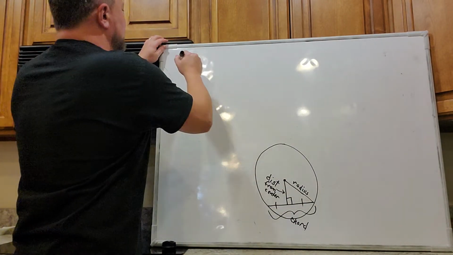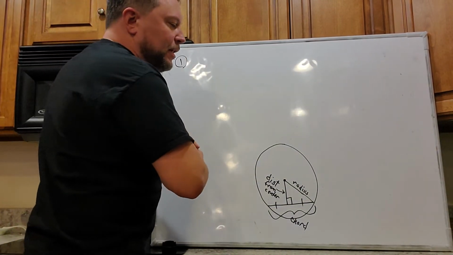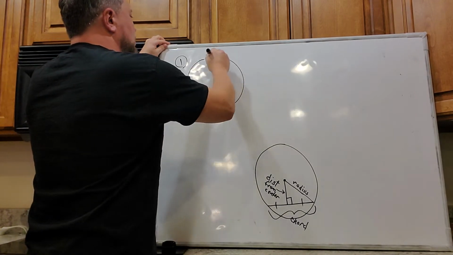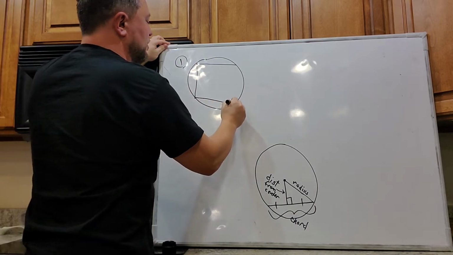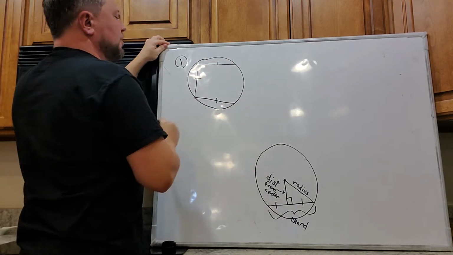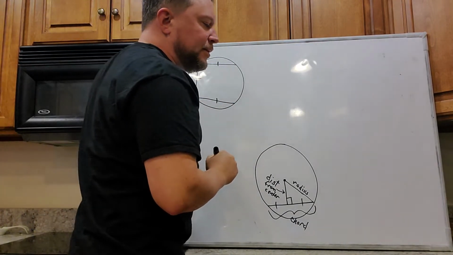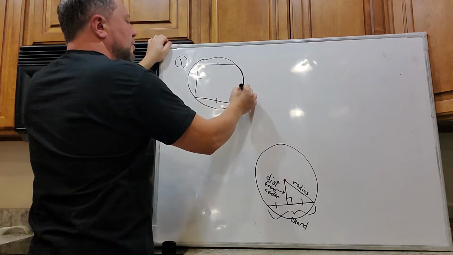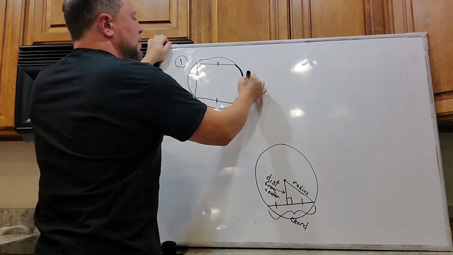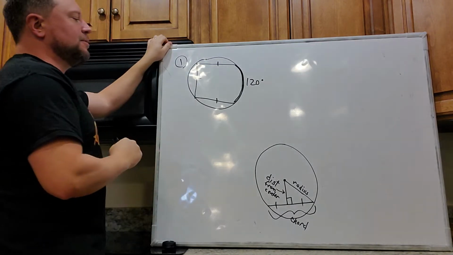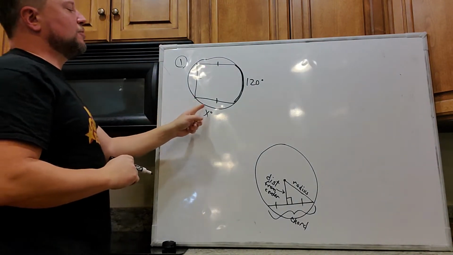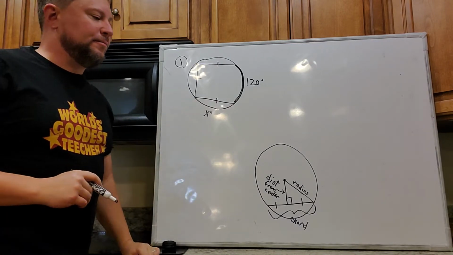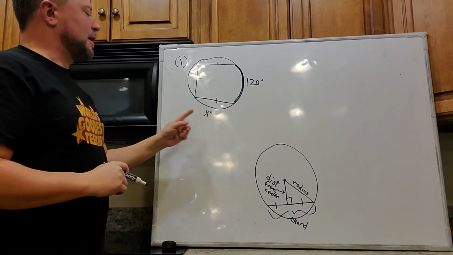Okay, but here's our first practice problem. Let's say that I have a circle and I've got chord, chord, chord. They're all marked congruent. And let's say that this arc from here to here is 120 degrees. And I want you then to find the measure of this arc down here, let's say. We'll call it X.